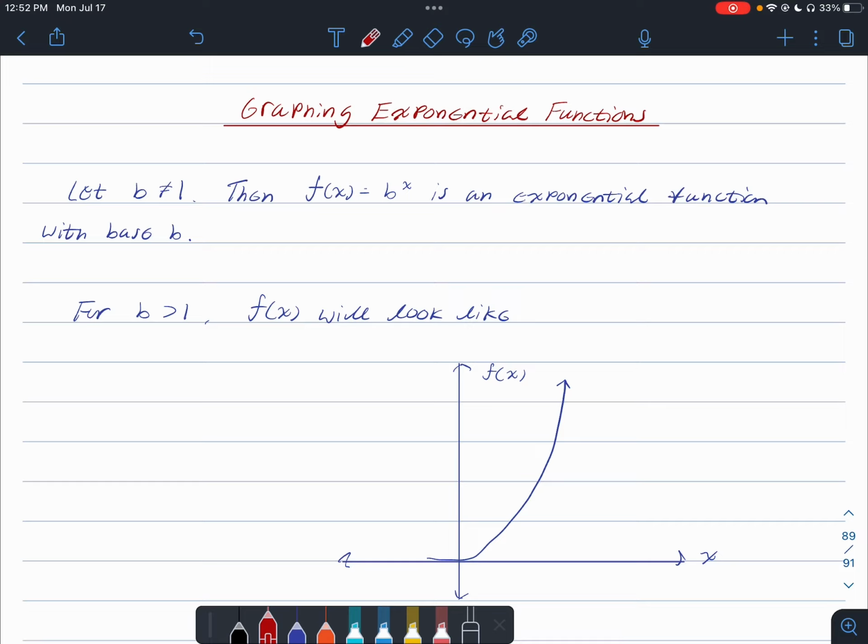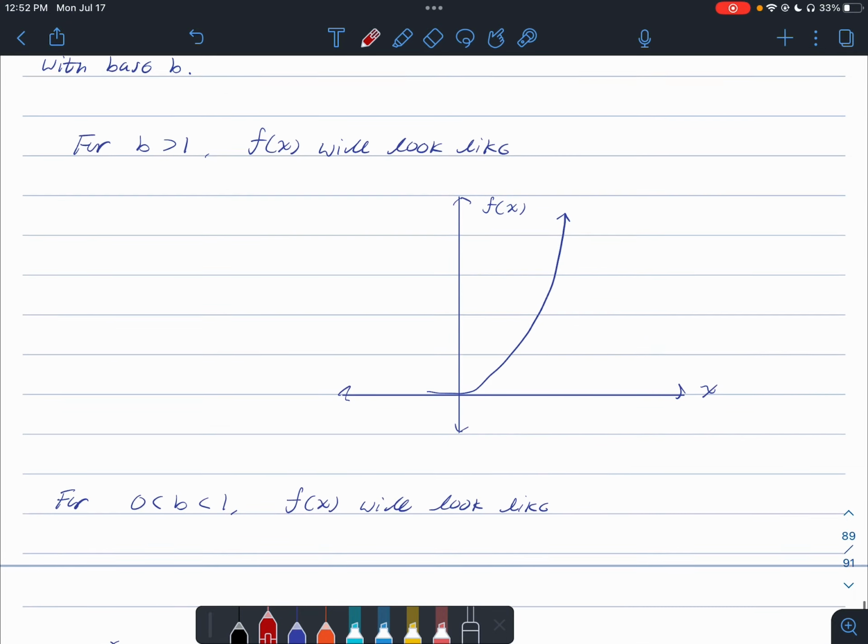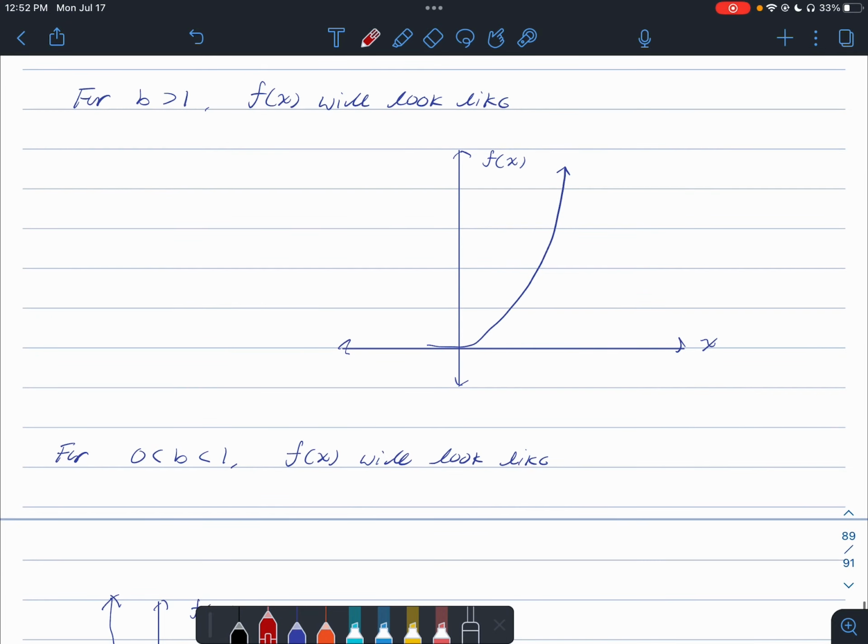All right? For b greater than 1, f of x is going to be a function that gets rapidly large as x goes off to infinity. So the larger x gets, f of x is going to get larger and larger and larger the further you go, and it's going to get larger and larger faster with each iteration.